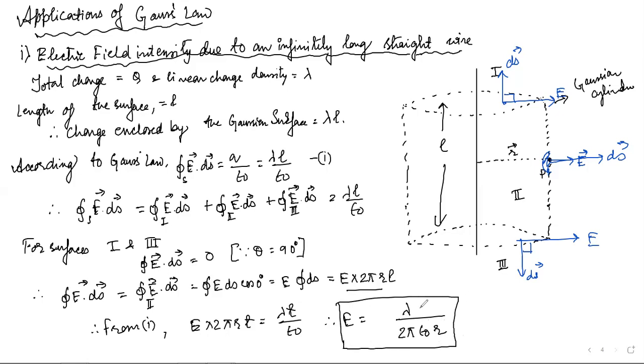So what we have found is that electric field intensity is inversely proportional to the distance for an infinitely long wire. It is very important for us to understand, because in other cases it is inversely proportional to the square of the distance. Therefore it is very significant. I hope it is clear to everyone. So we will continue the other applications in the next video. Till then, thank you and stay safe.